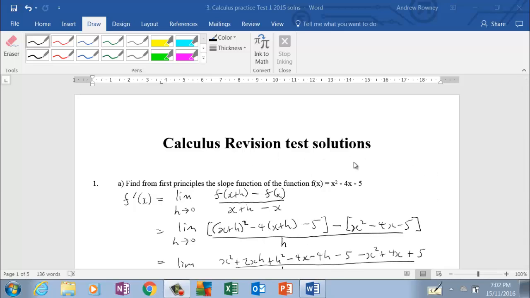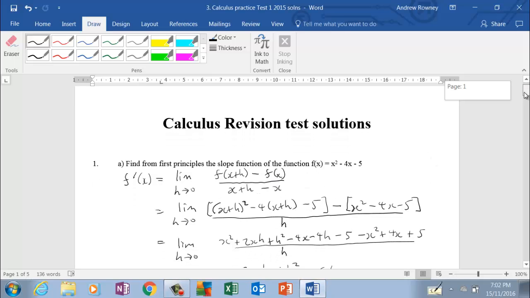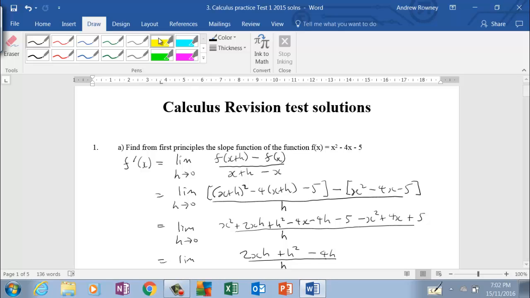Okay, now we'll go through the calculus revision test. First of all, there's a limit question. From first principles, find the slope function. So this is the slope at all points. And the formula we use is f dash x equals the limit as h tends to 0 of this here.